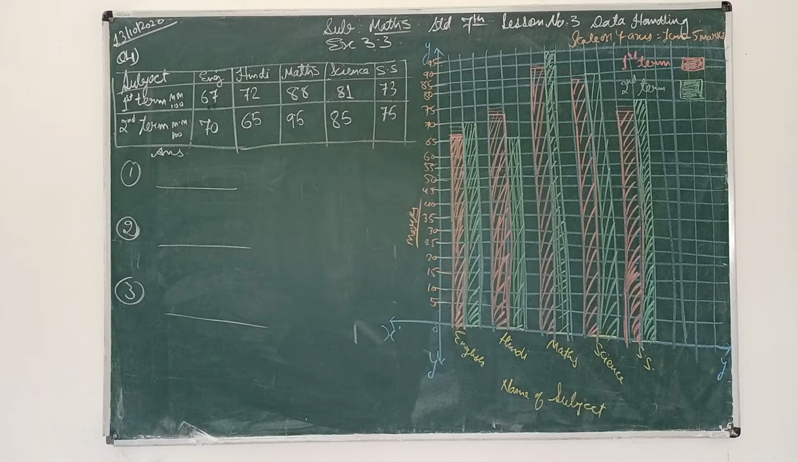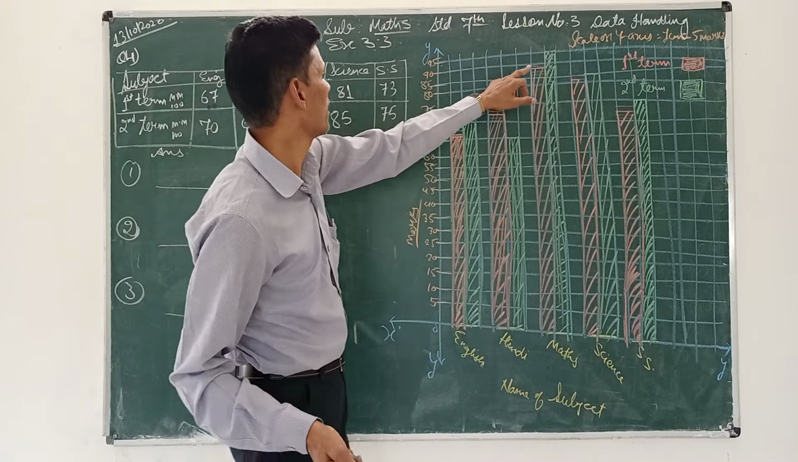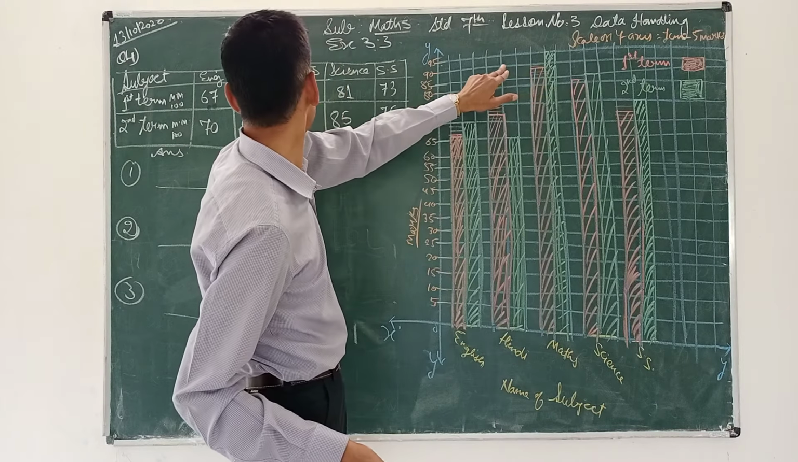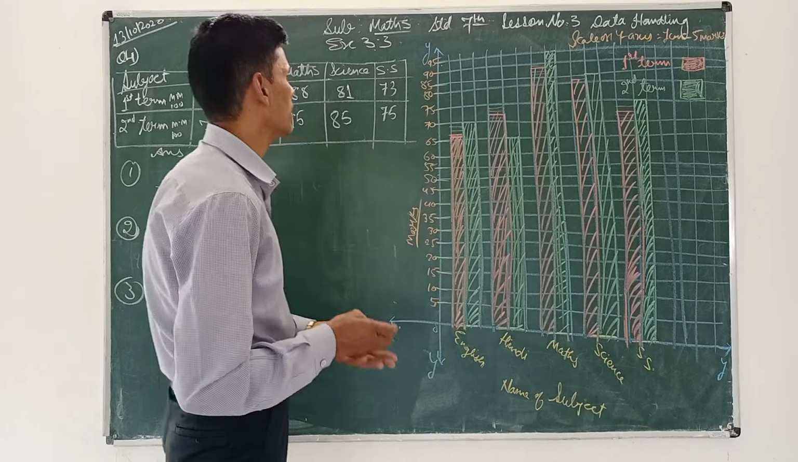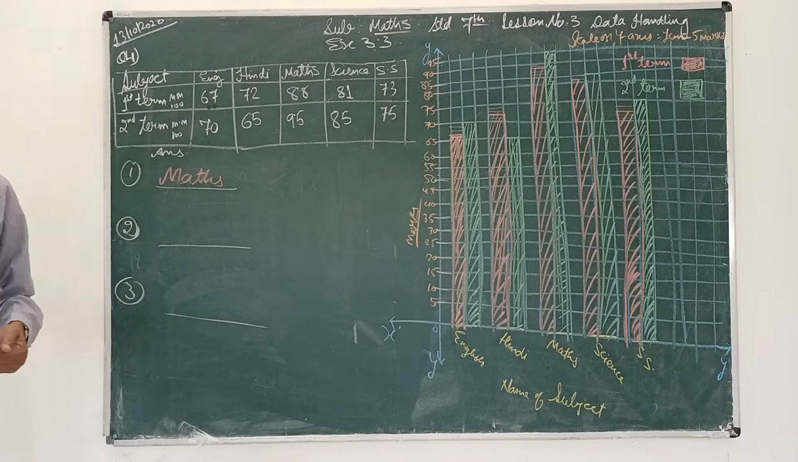Here questions are there that we have to answer. Okay. What is the first question here? Has the child improved? Look here. In which subject he has improved the most? See, here in maths, he has scored 88 in first term and 95 in second. So he has improved in maths.